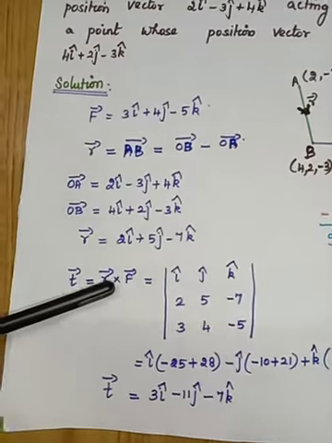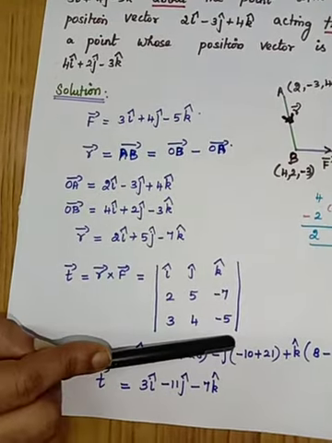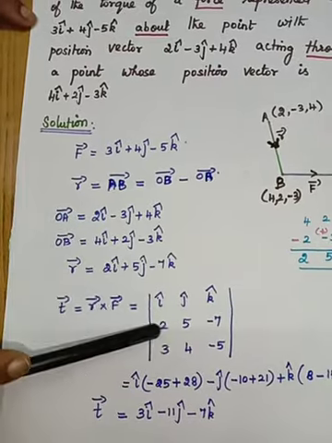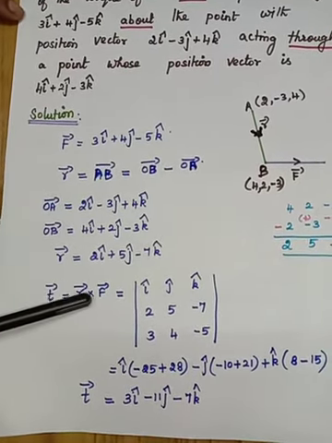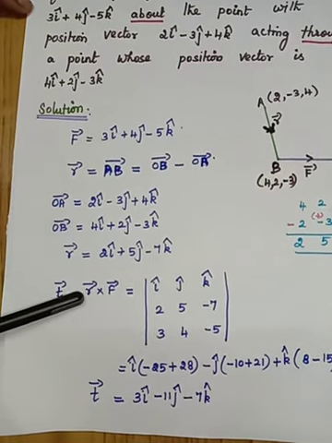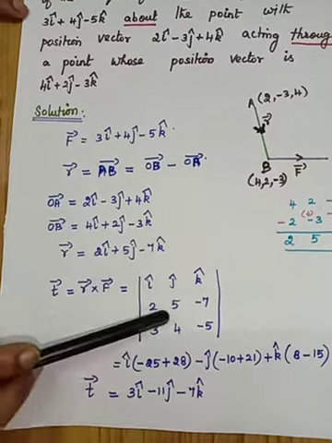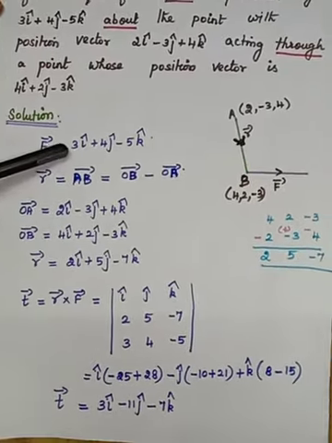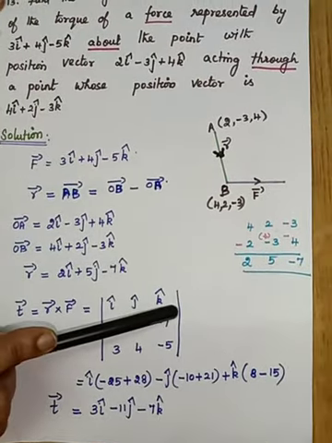So how to find the cross product in terms of components? You have to write the determinant. In the first row you have to write i, j, k. In the second row, which components have to be written? The components of the first vector. What is the first vector present here? R vector. What are the components of it? 2, 5, minus 7. And next you have to write the F vector components. So here you have 3, 4, minus 5. So you have to expand by R1.